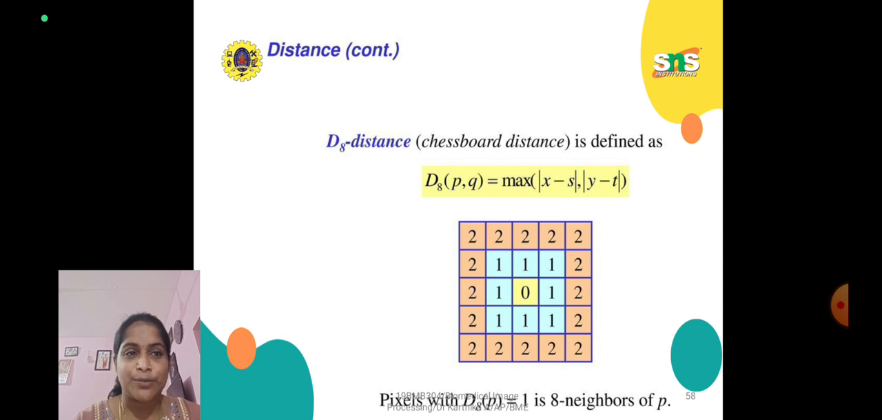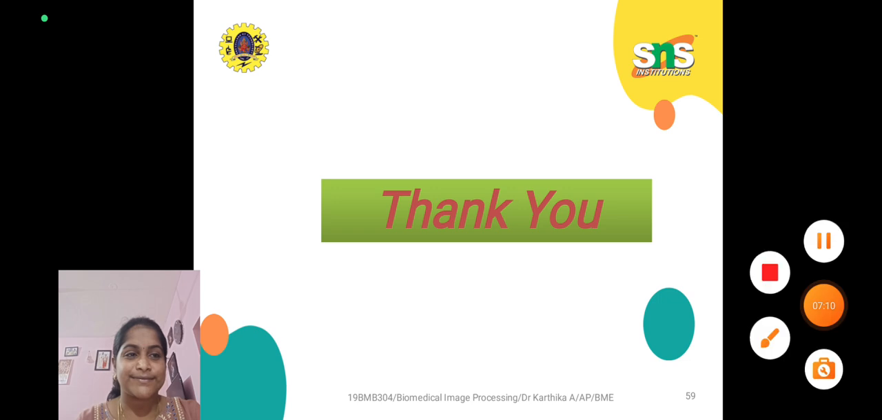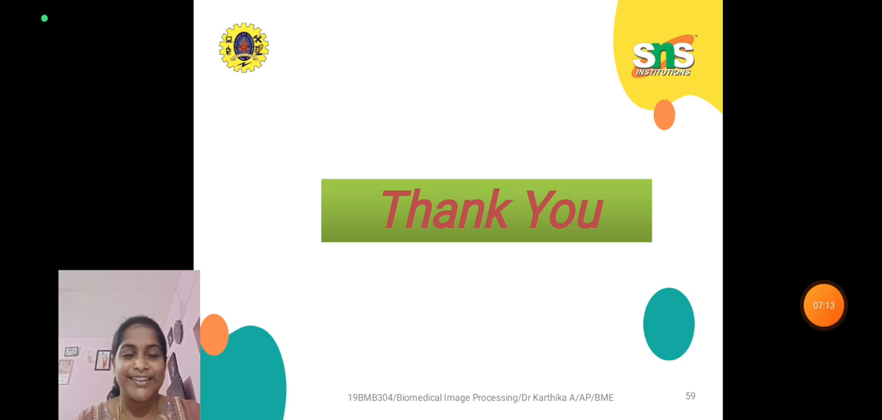See the second one. D8, the chessboard distance, is defined as D8 of P,Q equal to max of modulus of x minus s, modulus of y minus t. See here, pixels with D8 of P equal to 1 are the 8 neighbors of P. Okay, I think you will get a clear idea about the relationship between pixels in image processing. Thank you for watching.